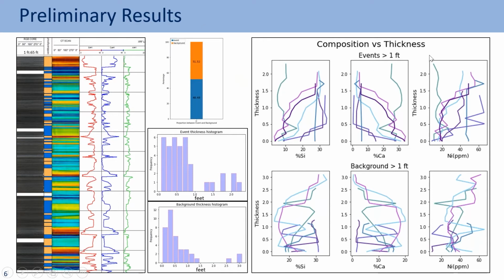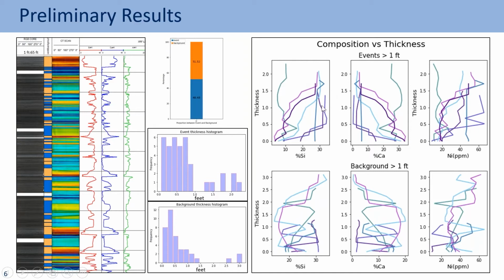Then for the image on the right, what we did was select only the events and the background packages that are more than 1 foot, because otherwise it would be messy and we wouldn't understand what is going on. So every curve represents an event, and every curve here represents a package of background. And they have the same color because this is collecting the data from the same package.